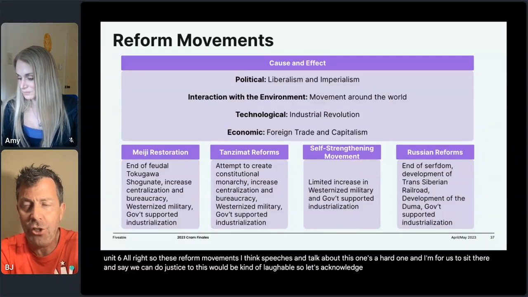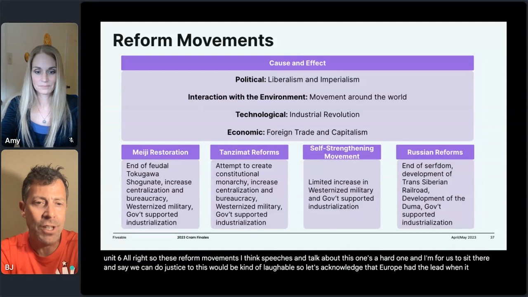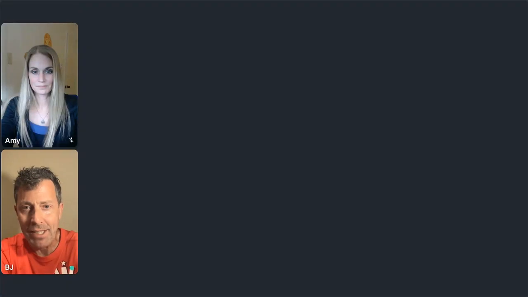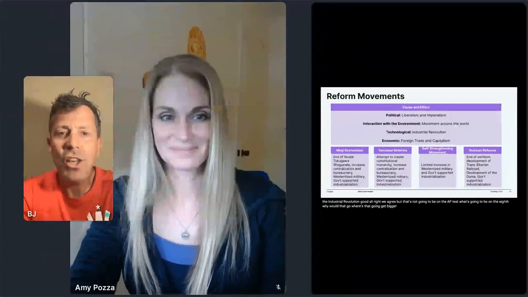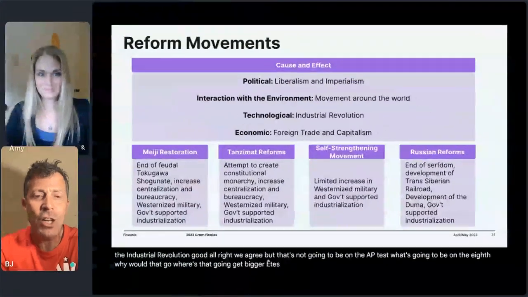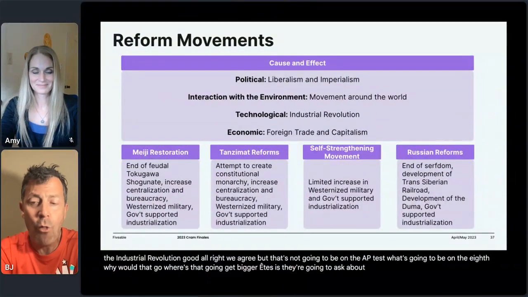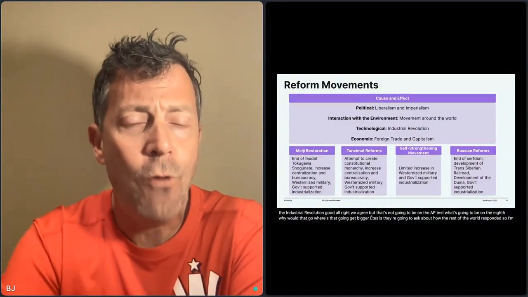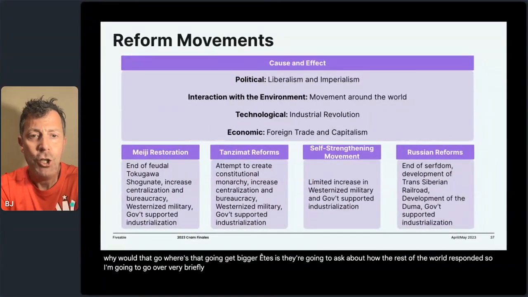So let's acknowledge that Europe had the lead when it came to the Industrial Revolution. Good. All right, we agree. But that's not going to be on the AP test. What's going to happen on the AP test is they're going to ask about how the rest of the world responded. So I'm going to go over very briefly.